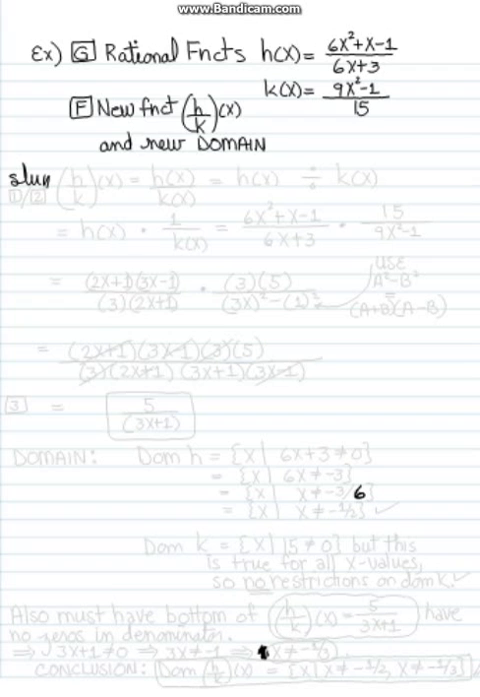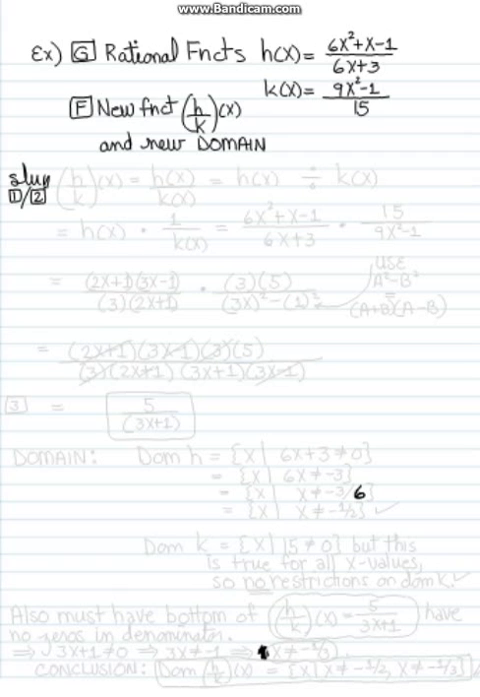Given the rational functions h of x equals (6x squared plus x minus 1) over (6x plus 3), and k of x is equal to (9x squared minus 1) over 15, find the new function h over k of x and the new domain. So let's write step 1 and step 2.